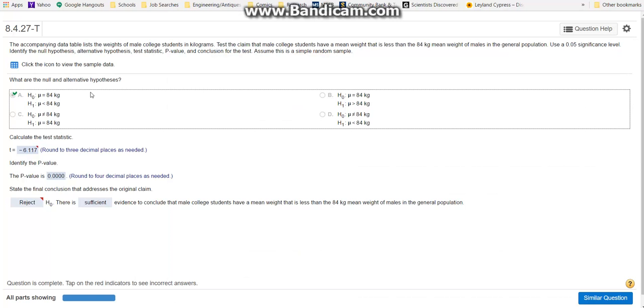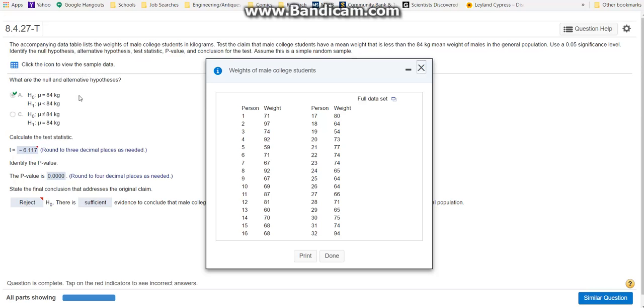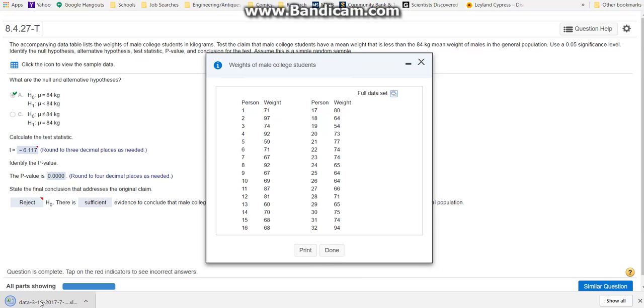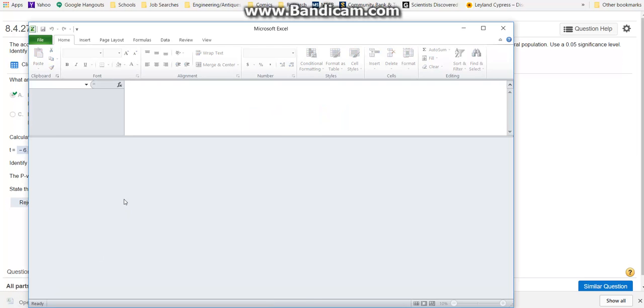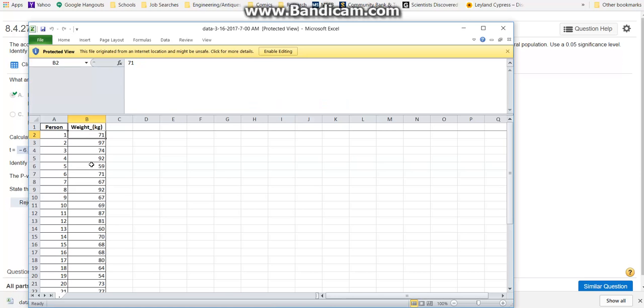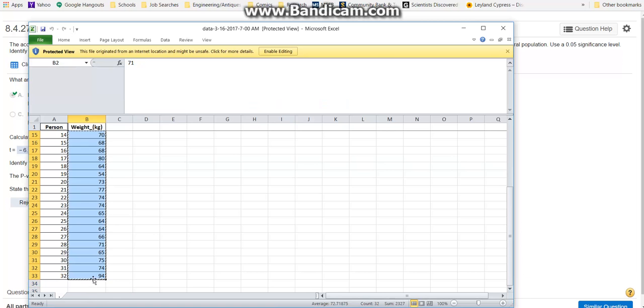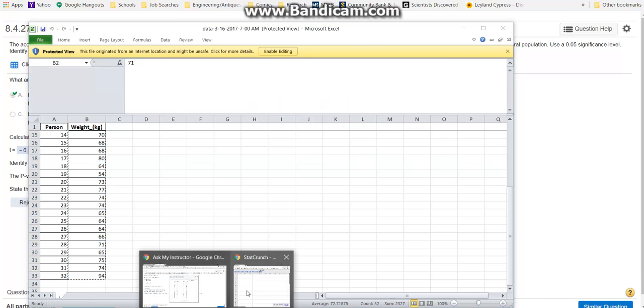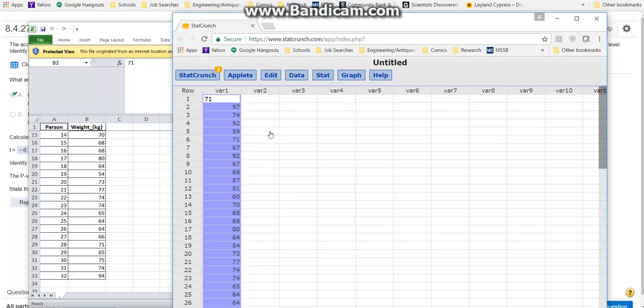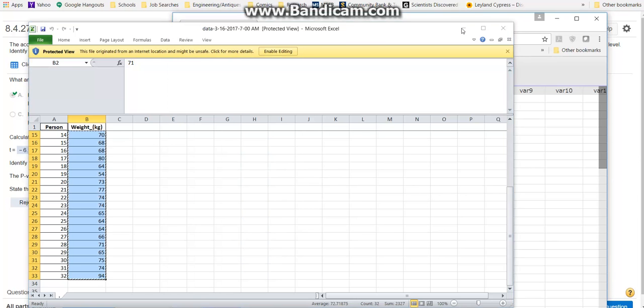Okay? So the first thing I need to do is look at this data here. And as you can see, I have 32 data points. So let me open this data in Excel. So here are the dates. Here's the data right here. So let me copy this data and paste it in StatCrunch. There's my data right there.